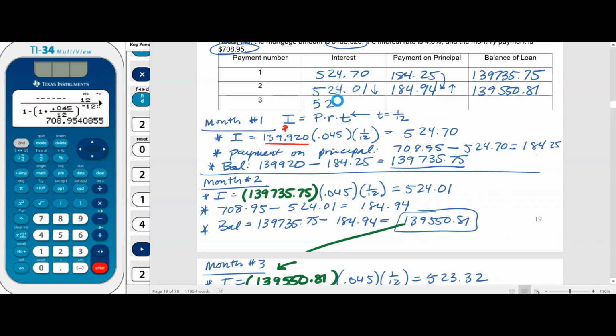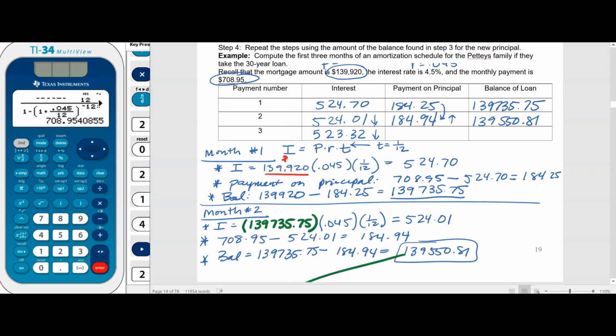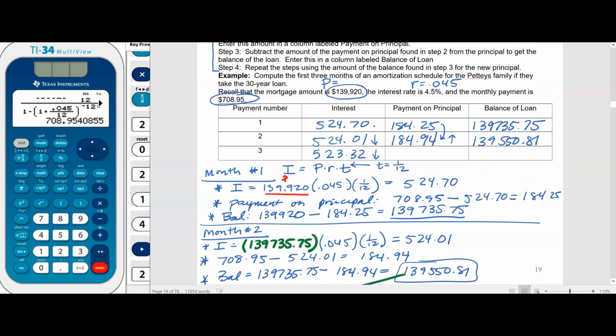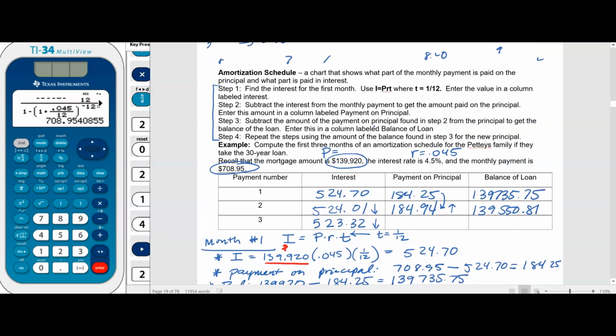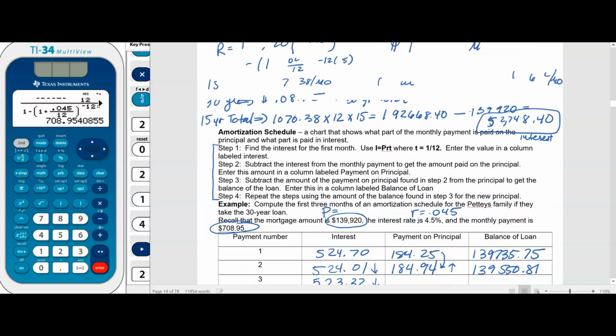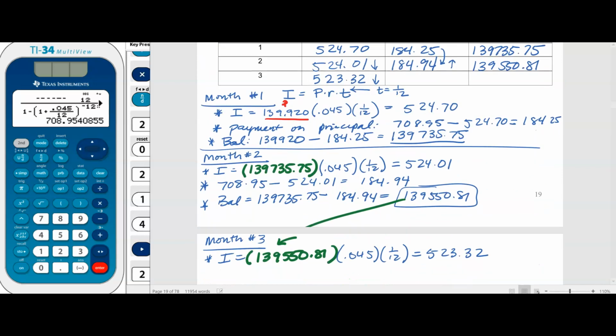$523.32. So notice that went down a little bit from that previous number. So the interest is slowly going down and the payment on principal is slowly going up. So let me just scroll down here. We've got one more step for month 3.